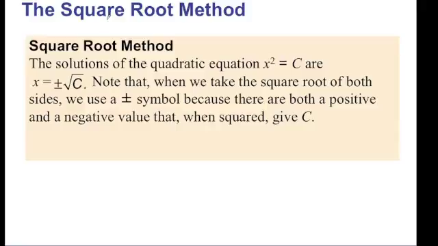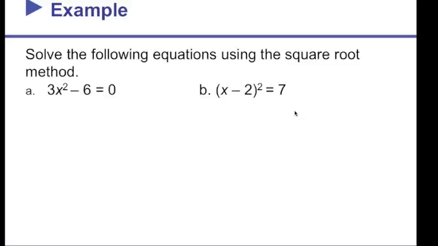The square root method is another method to solve quadratic equations. The solutions to the quadratic equation x squared equals c are x equals plus or minus the square root of c. Note that when we take the square root of both sides, we use the plus or minus symbol because there's both a positive and a negative value that when squared would give you c.